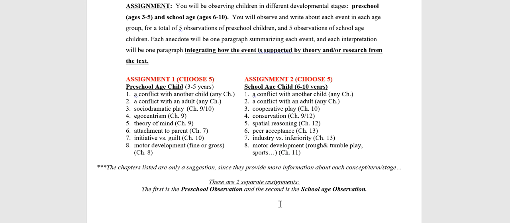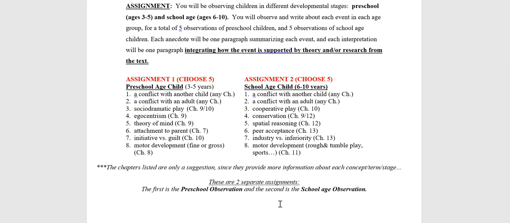You can look for a conflict between a child and another child, or a conflict between a child and an adult, sociodramatic play, egocentrism. As you can see, number 1, 2, and 8 are the same for both preschool and school age because you can observe those same events at different ages.